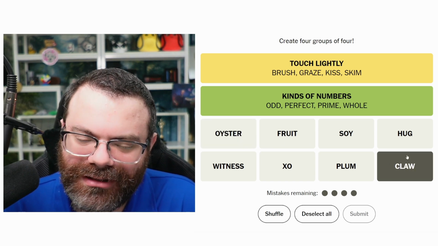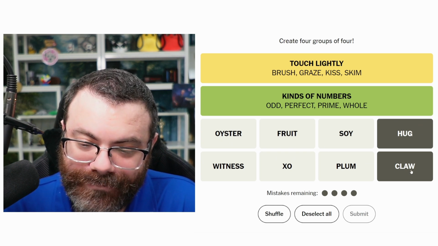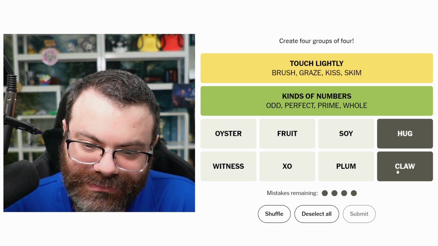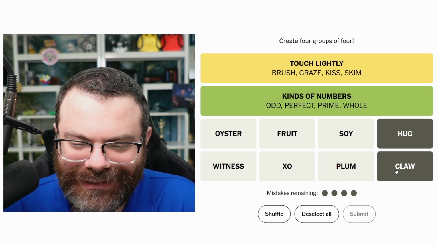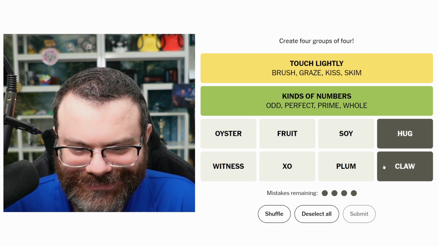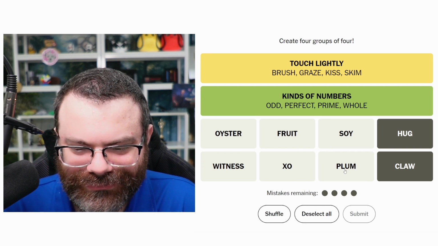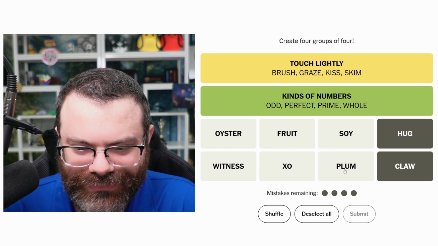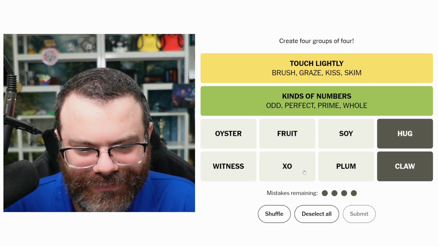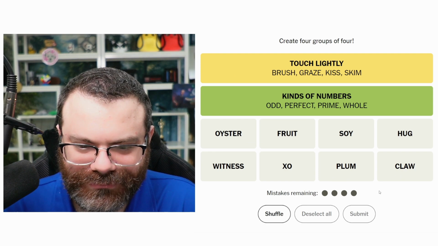Claw is a... Okay, claw and hug are both verbs, or they can be. You can hug someone, you can claw someone, I guess. How about the claw? Yeah, I don't see any other verbs though. So I don't think that works.